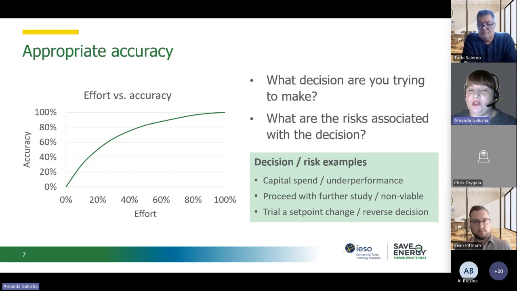So this chart is really purely for illustrative purposes. The curve would obviously be different for each unique situation. I think this curve can be even steeper for your typical project. If you make really the best use of data available to you, you can probably get greater than 60% accuracy for 20% effort. And that's kind of the point of today's workshop.